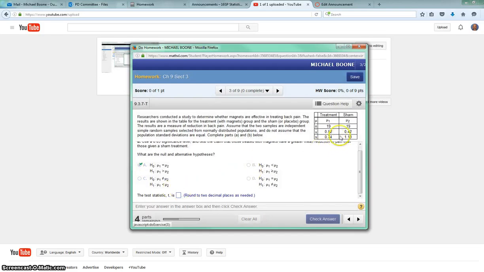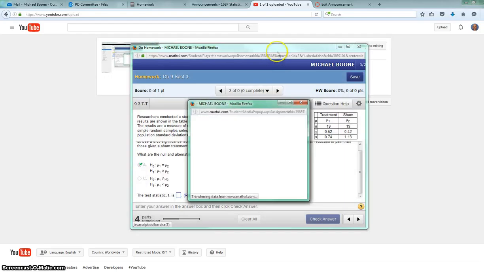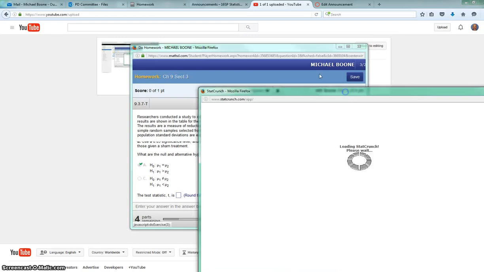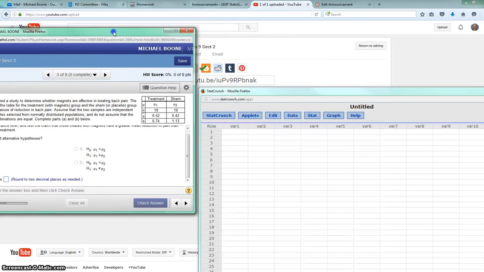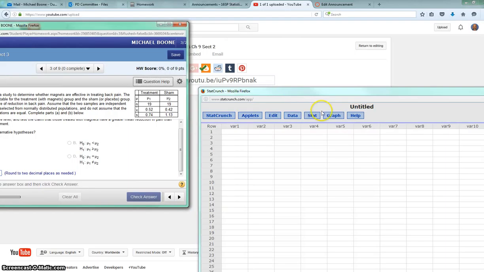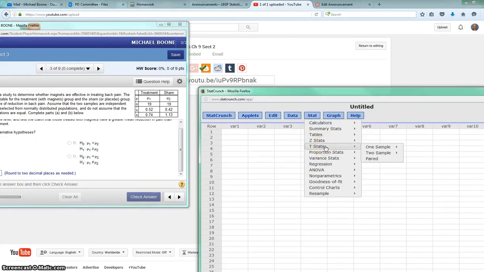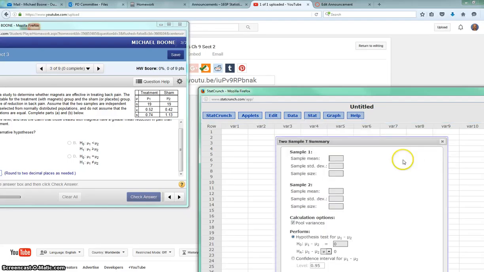The test statistic, well, I'm going to use StatCrunch to figure that out. Make sure we still can see our data. But I am looking at a t-stat, and it's a two sample. In section 4, we'll be looking at paired, dependent, and in section 3, we are two sample, and I just have a summary of the data.